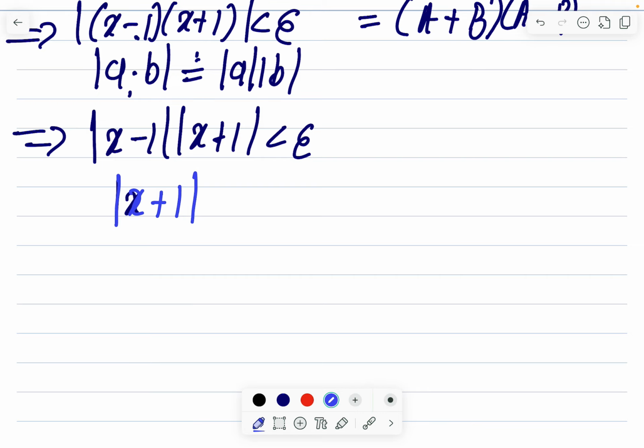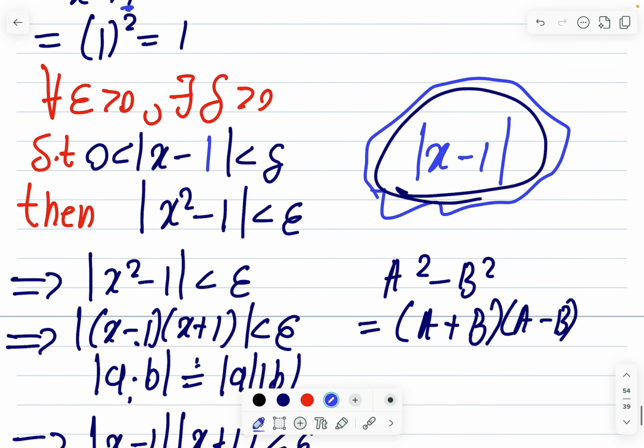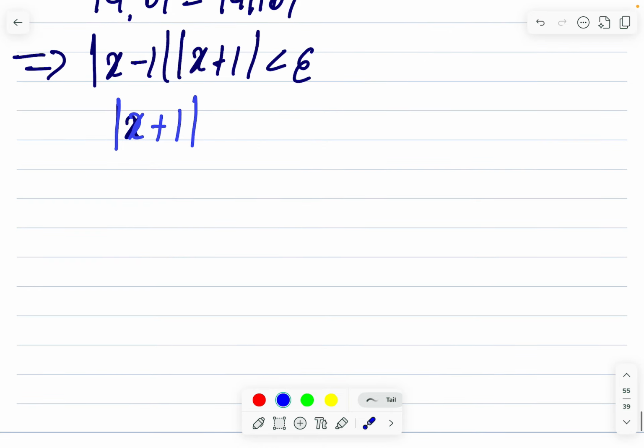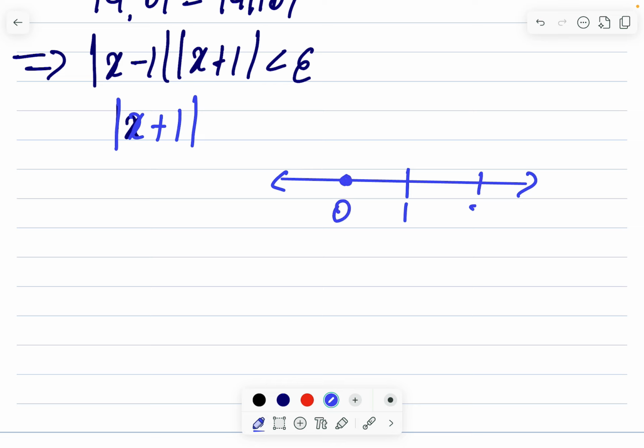So since we are approaching this one, you are going to draw a number line. You are going to draw a number line like this. Your beautiful number line. Then you put your 1 here. After that, you look at the values that are closer to 1 from the left and from the right side of 1. So in this case, I will have my 0 here, and I will have my 2 here.